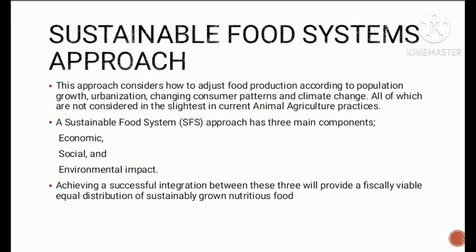Sustainable food systems approach. This approach considers how to adjust food production according to population growth, urbanization, changing consumer patterns, and climate change, all of which are not considered in the slightest in current animal agriculture practices. A sustainable food system approach has three main components: economic, social, and environmental impact. Achieving a successful integration between these three will provide a fiscally viable, equal distribution of sustainably grown nutritious food.